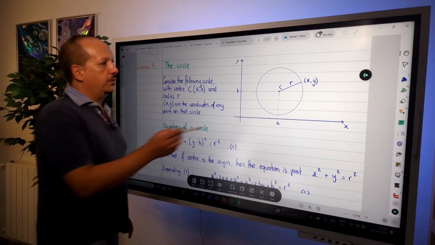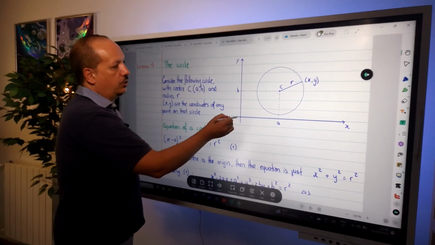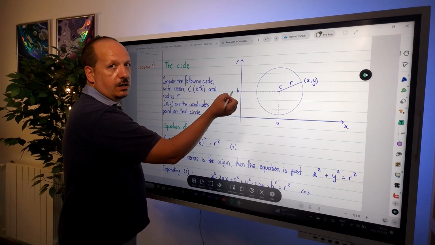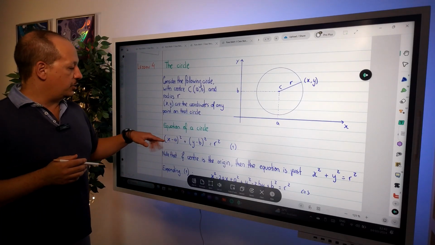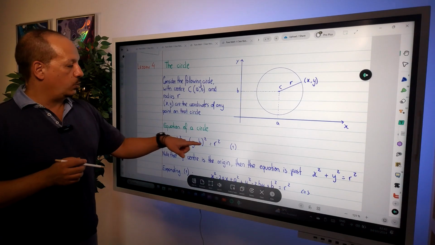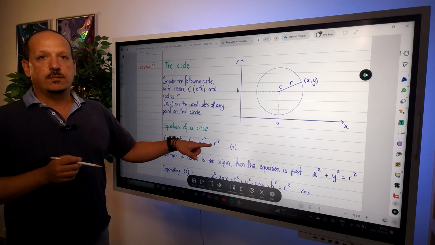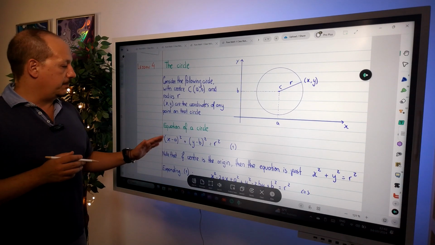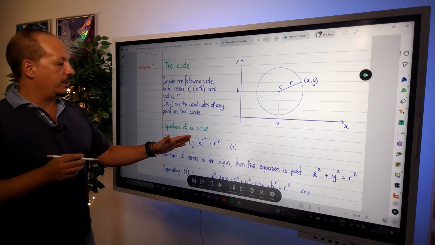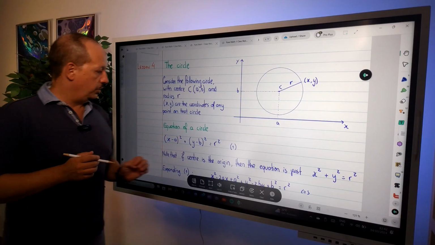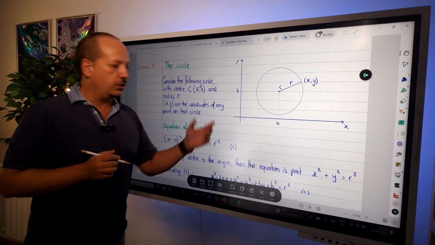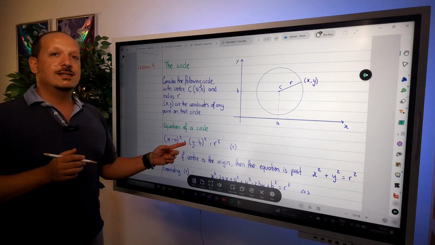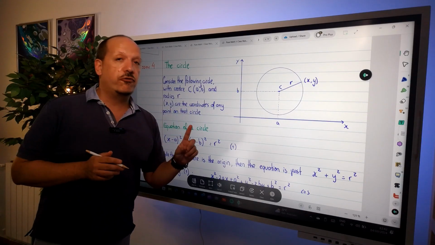Notice that if the circle is defined at the origin, then a and b are both going to be 0, meaning that this is just going to be x squared plus y squared equals r squared. So if you have, for example, x squared plus y squared equals 25, you know that this is a circle with center on point (0, 0) at the origin, and the radius is not 25, but 5.